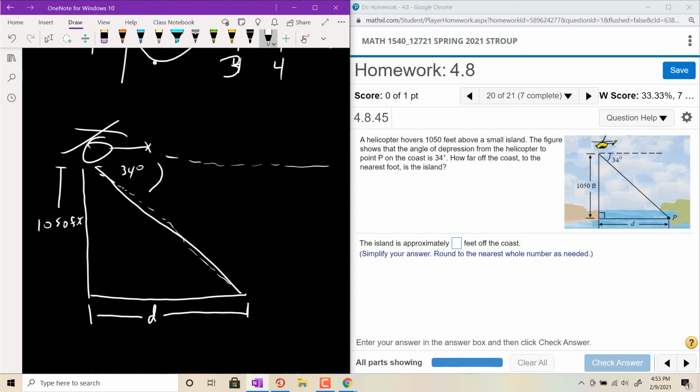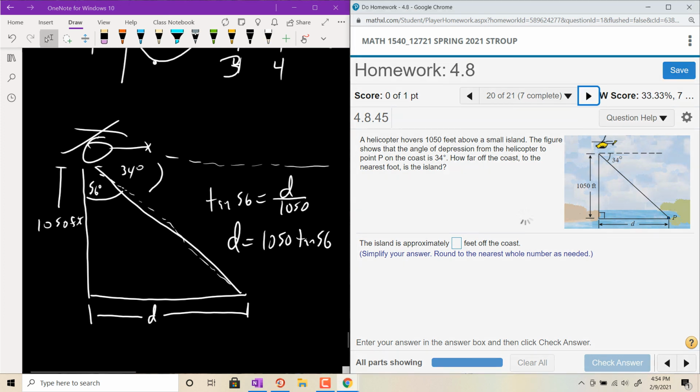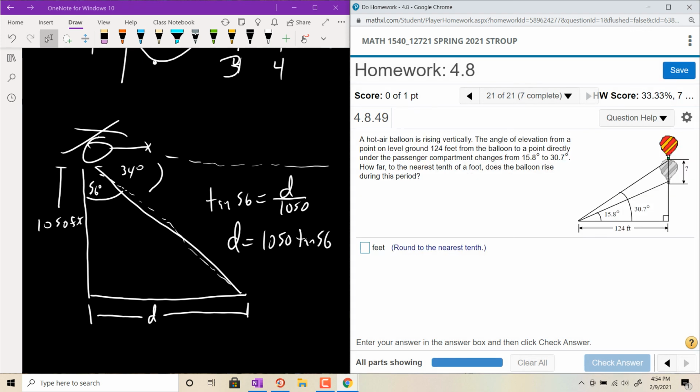Okay, so this angle in here is just going to be 90 minus 34, which I refuse to do in my head, apparently, which is 56 degrees. And then we could say tan of 56 is equal to opposite, which is D, all over adjacent, which is 1050. Your answer is just going to be 1050 tan 56. Let's look at the next one.